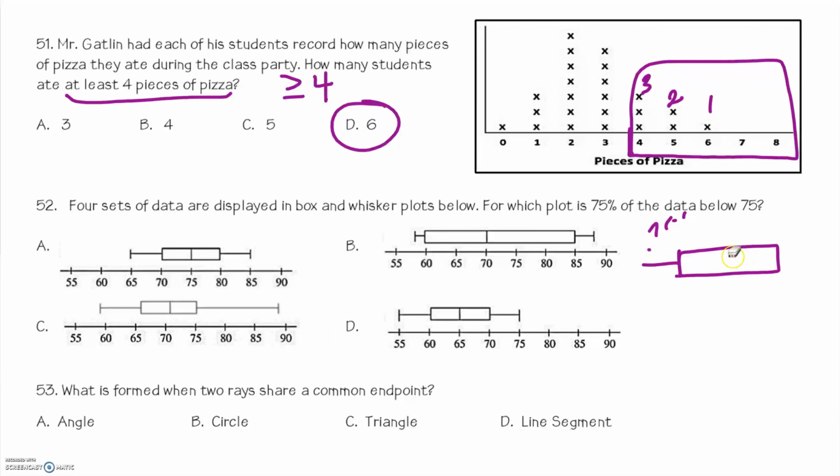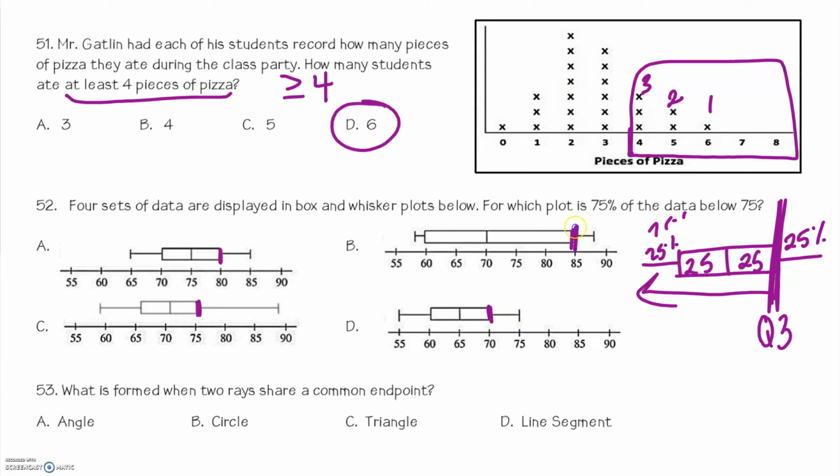So your box and whisker plot is split into 4 pieces with 25% of the data in each: 25%, 25%, 25%, and 25%. I'm trying to figure out when 75% is below a certain number. In order to have 75% below, you're really going to be looking at that Q3 value. So that's 25, 25, 25, that's 75. So it's going to have to be below the Q3 value. This needs to be 75. If I identify this piece on all of these graphs, I'm looking for the one that has 75% below the number 75, and hopefully you see that that is letter C.